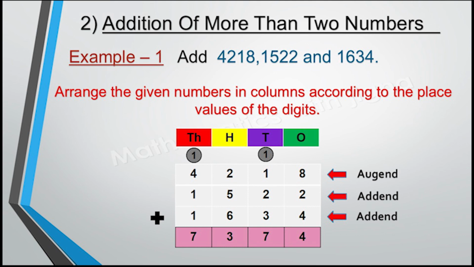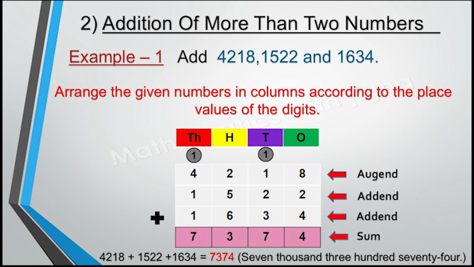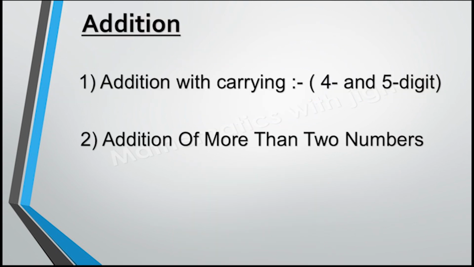So 7,374 is known as the sum. Thus 4,218 plus 1,522 plus 1,634 is equal to 7,374. So students, this is how we can add more than two numbers.